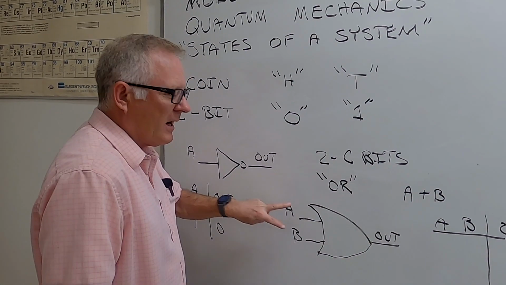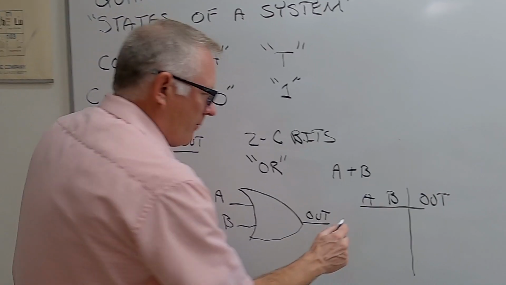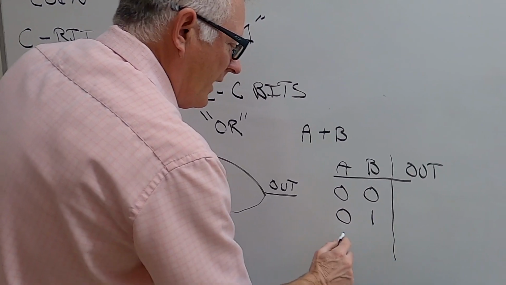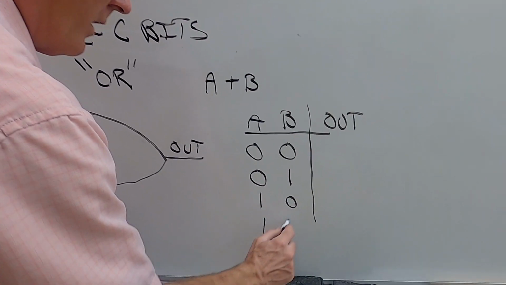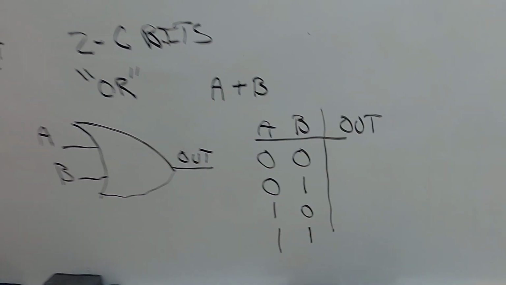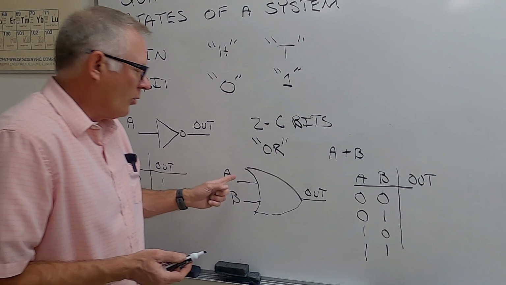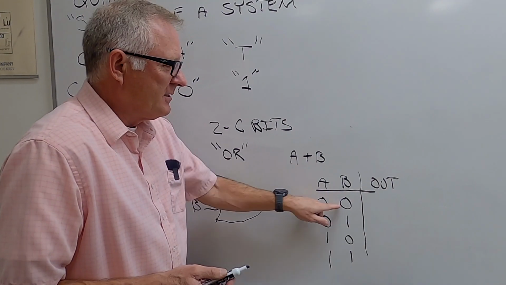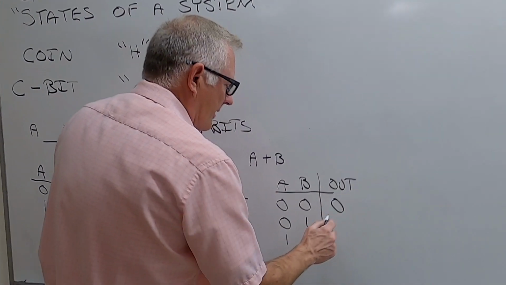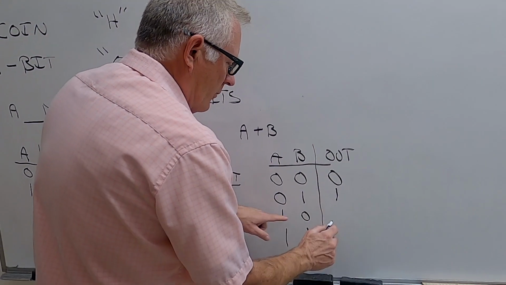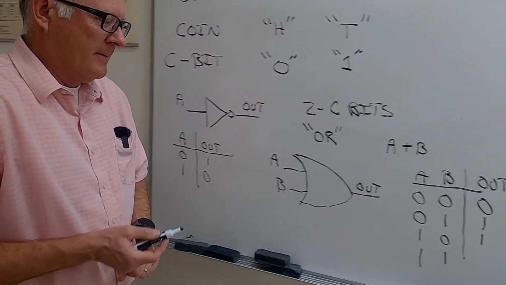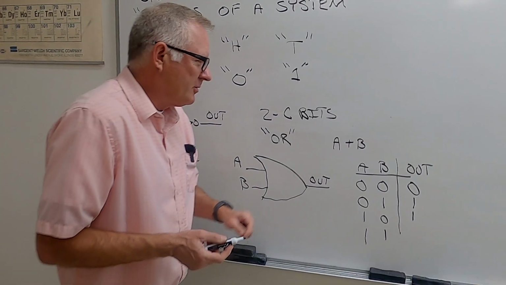There are 4 possibilities for the input. They can both be 0, or they could be 0, 1, 1, 0, or 1, 1. Those are the only 4 possibilities. Since OR works exactly like a plus, 0 or 0 is just going to give me a 0. 0 or 1 is a 1. 1 or 0 is a 1. But 1 or 1, now, there are 2 types of OR gates.